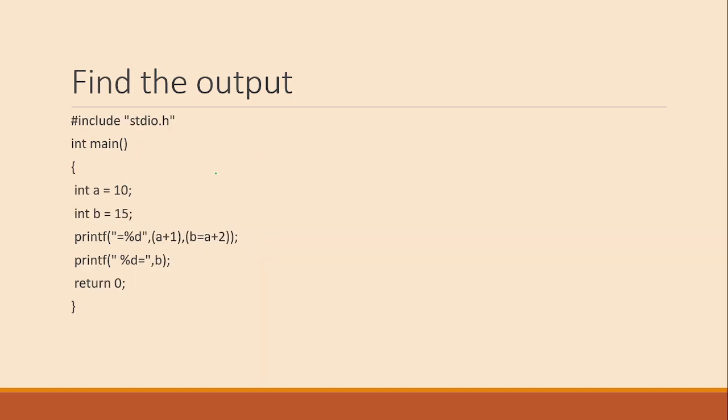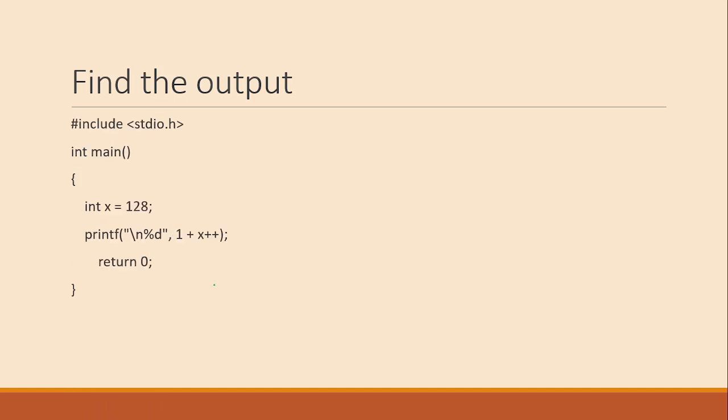Now, the next question: you have a equal to 10. 10 plus 1 will be 11 for this first output. Next, a is equal to 10 now, and 10 plus 2 will be 12. So b will take the value 12, but it won't get printed here. In the next line, b will get printed, so the output will be 12. The answer is 11 and 12 in this case.